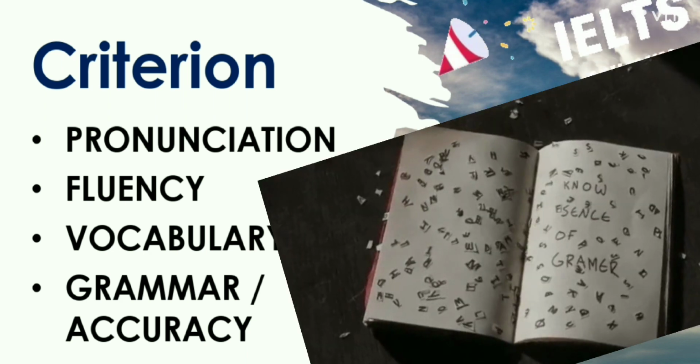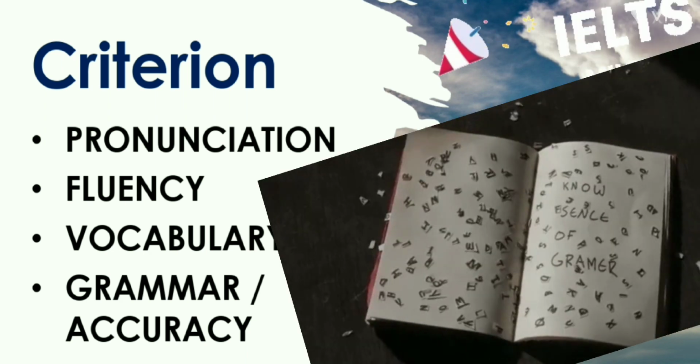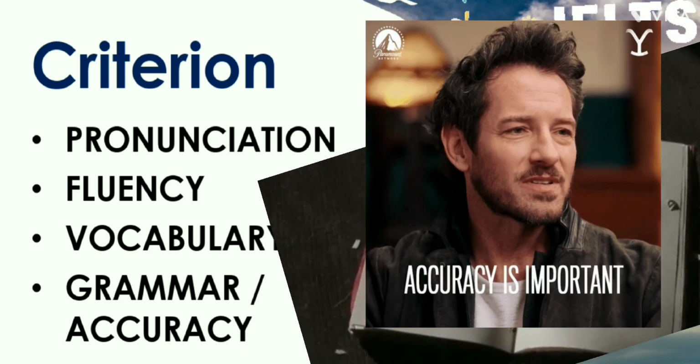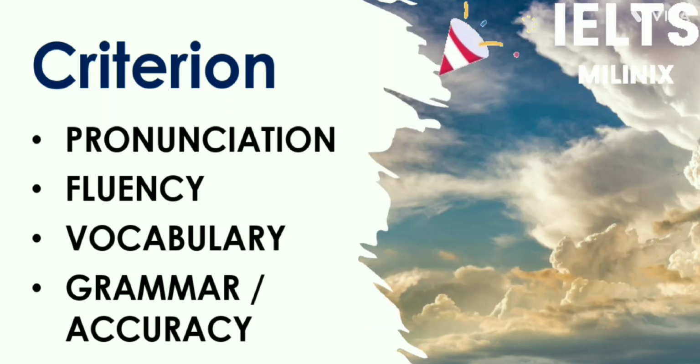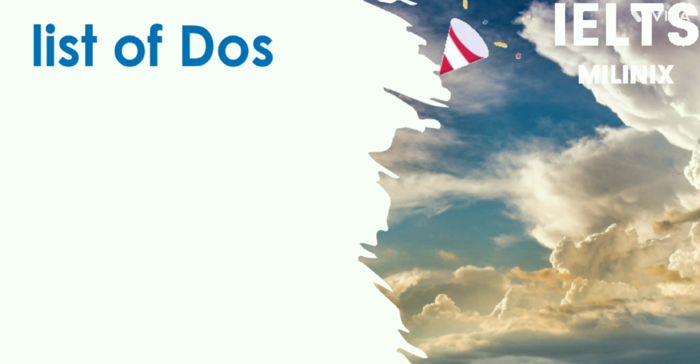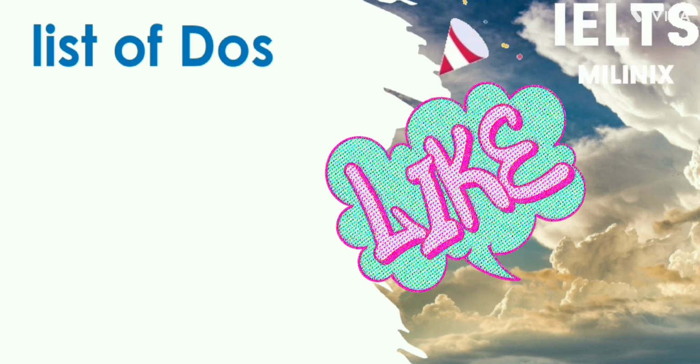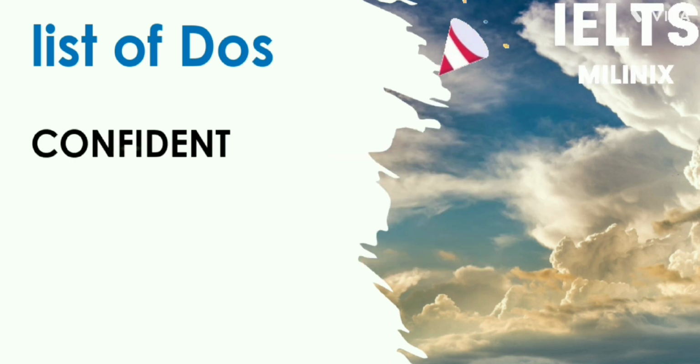Next, or last, topic on which you are assessed is grammar or accuracy. It doesn't mean that you are not allowed to make grammatical mistakes, because sometimes native speakers also make mistakes. Now let's discuss some do's and don'ts. First is the list of do's.